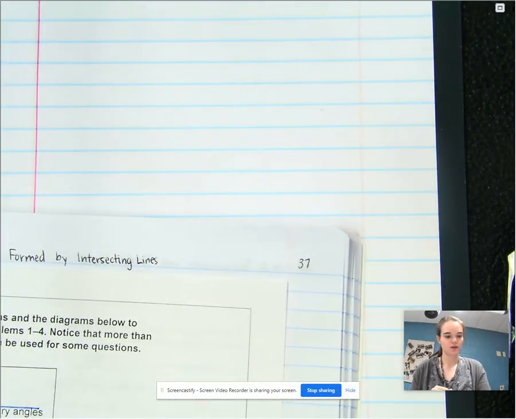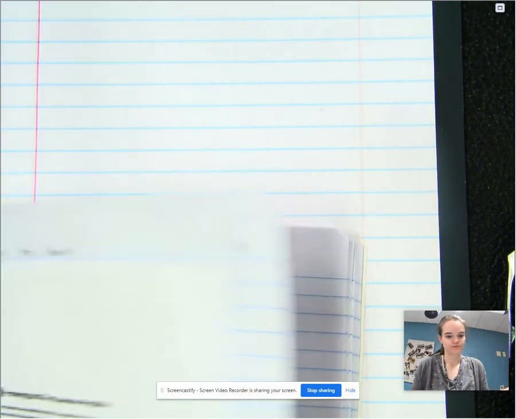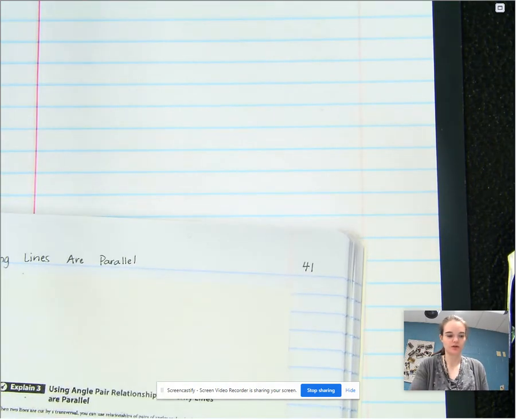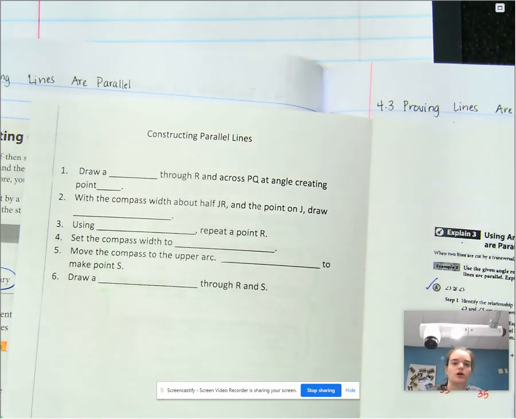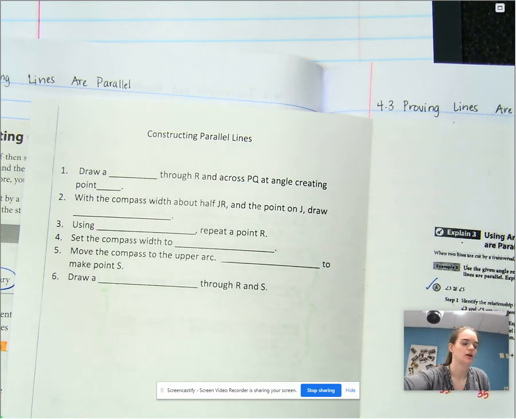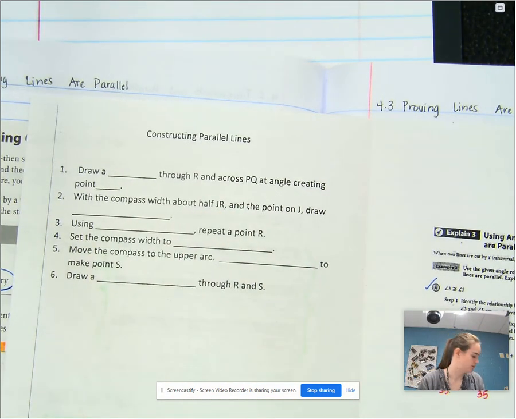Okay, so we need to finish the 4.3 notes about proving lines are parallel, and we're actually going to do the constructions part. So what this video is, is the constructions. We're going to do parallel, and then we're going to do perpendicular. We're going to finish this, and then move on to the next page and do perpendicular lines. So you should already have these.